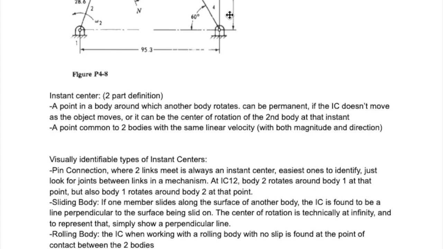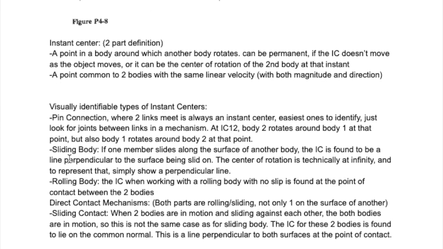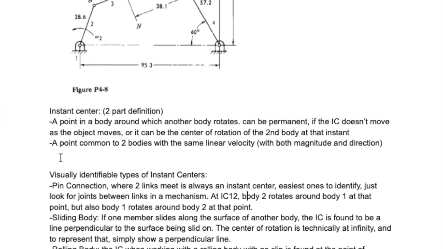There are also other simple identifiable instant centers. These include the sliding body ones. So when you see a body, one of the links or members, you can call it, but it's a body, a square box is how it's usually represented. And it just has a sliding motion on usually the ground. It could be on another member, usually the ground. And the other member, or the ground, is not moving. This is just sliding against it.